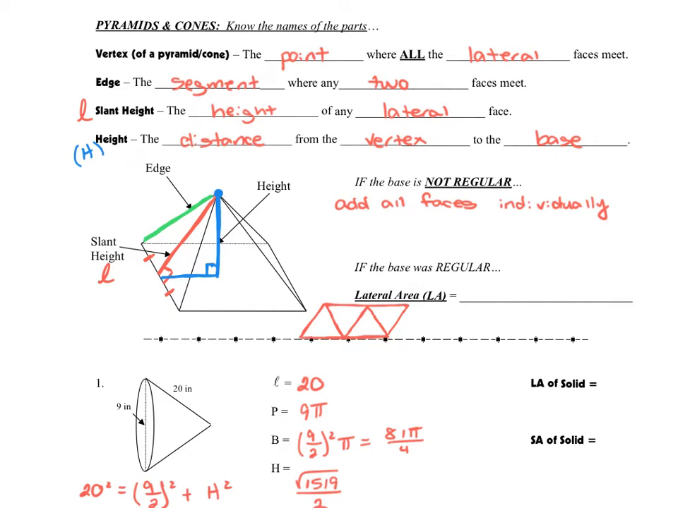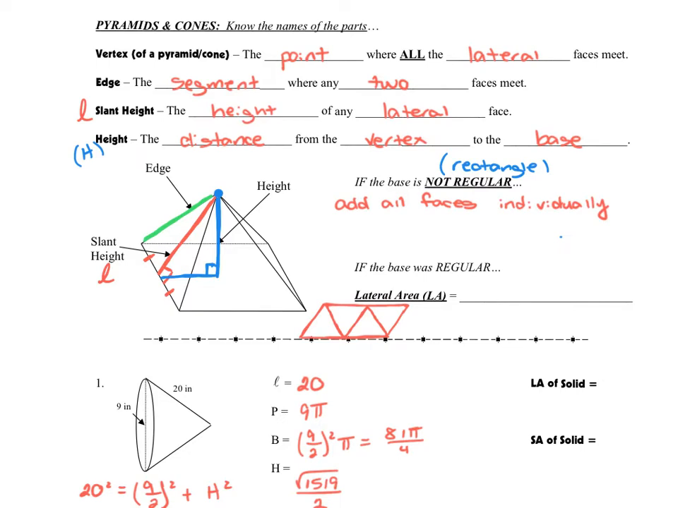Now, if the base of the pyramid that I give you is not a regular polygon, so let's say it's maybe a rectangle, or maybe even a trapezoid, although we don't do a lot of those, but they could certainly exist. So let's say that I had a rectangle. If it was just a rectangle and not a square, then the only way that you could calculate the surface area or the lateral area would be to do all the individual faces, just like you did when you were in middle school and elementary school.